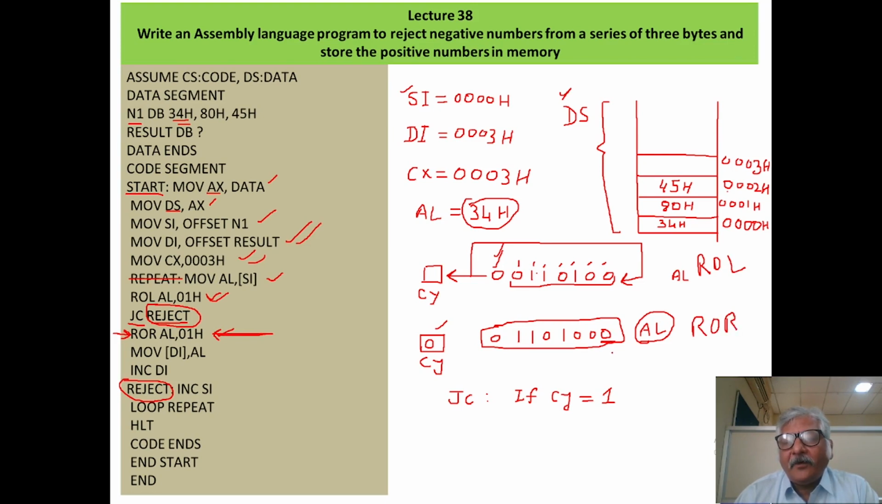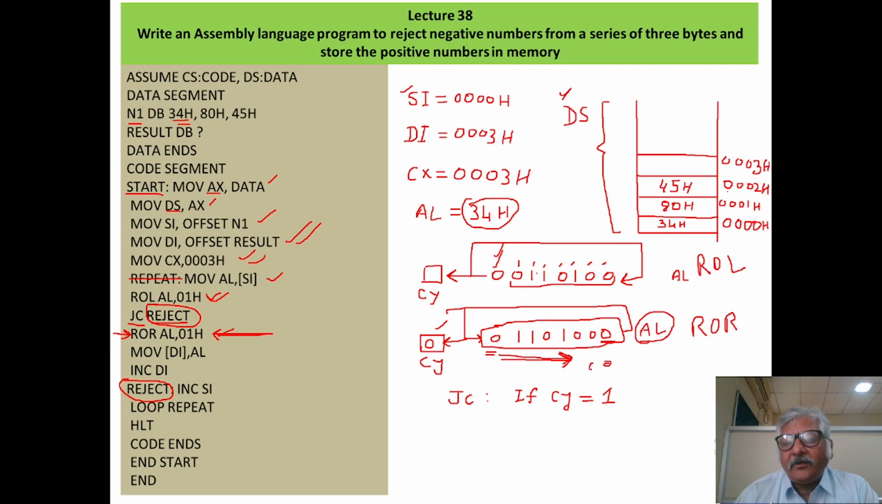With that, what will happen? You just see, ROR will rotate the number in this way. The LSB will go out, it will go to the carry flag as well as to the MSB position. So if all these numbers are shifted right by 1 bit, what will happen?